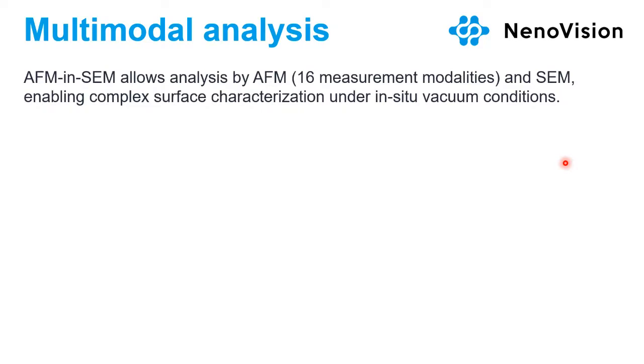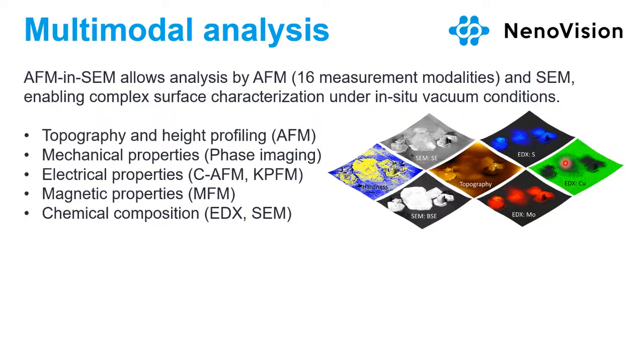AFM-in-SEM allows us analysis of AFM and SEM signals, modalities, enabling complex surface characterization under in situ vacuum conditions. So we offer 16 measurement modalities, and SEM has many of them as well. Here is an example of a 2D flake measured by several techniques. And this is one of the options of how it can look when we measure complexly.